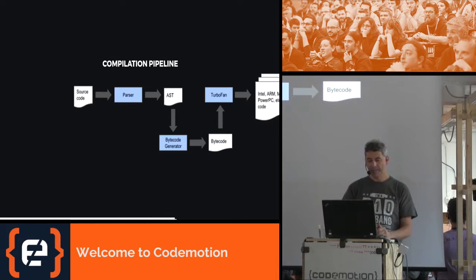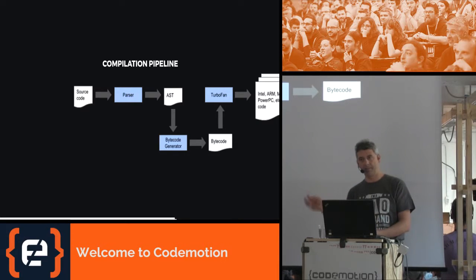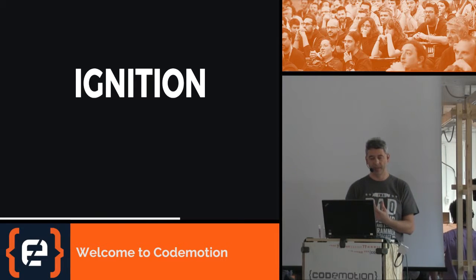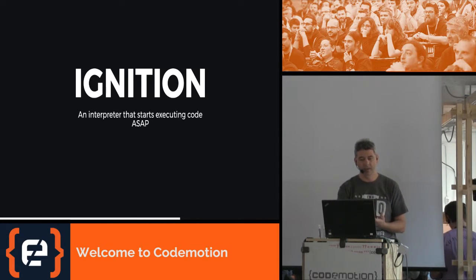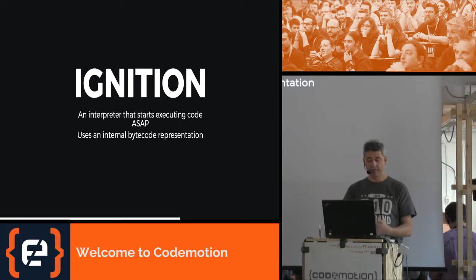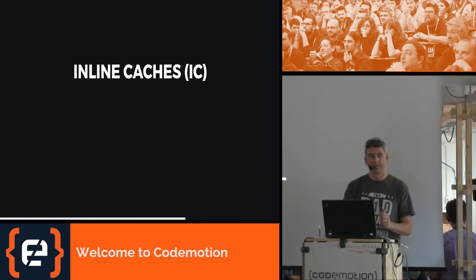The compilation pipeline is something like this. You start from source code. It gets parsed. You've got an AST, the tree that represents the code. And then there is a bytecode generator. And the bytecode generator can be interpreted by Ignition immediately. Or if this code needs to be optimized, it goes to Turbofan, which optimizes that and produces good machine code for any architecture. Now, Ignition is an interpreter that, as I said, starts executing code immediately. And it uses bytecode for this representation. And initially, it assumes nothing about types. So this will be slow.